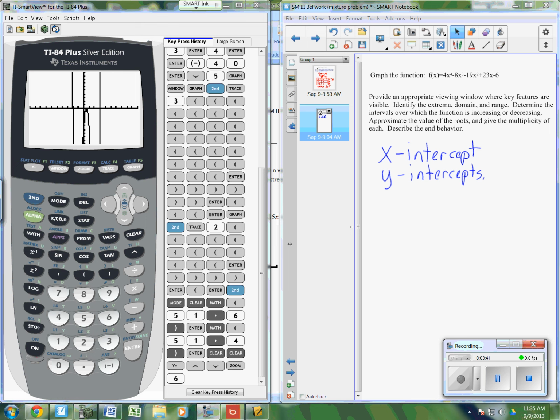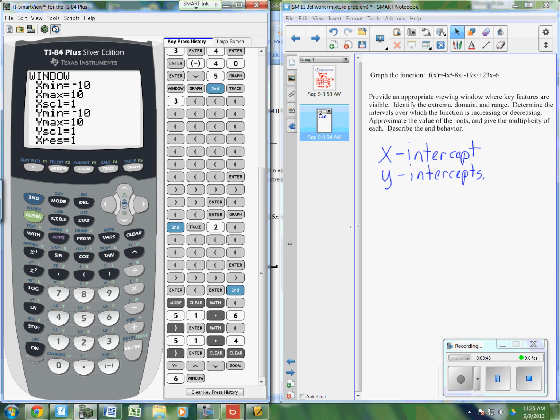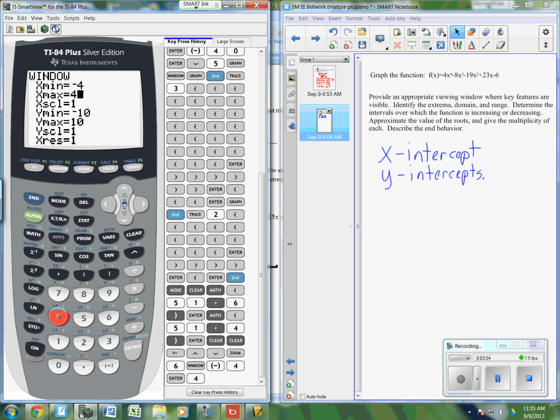I've seen what a lot of you have. You have good viewing windows where you see some things. If I go to my window right here, I'm going to change mine from about -4 to +4 on my x-axis. I do not need to change my x scale. My y min, I know I have to go a lot lower, right? If you go down to -40, I think a lot of you found -40 is about where it is.